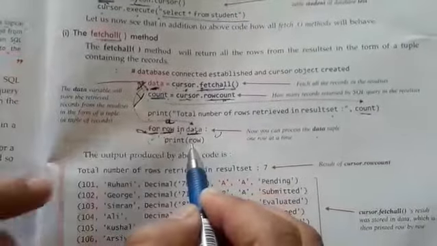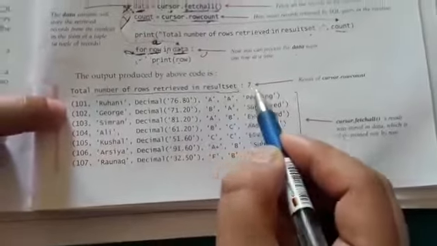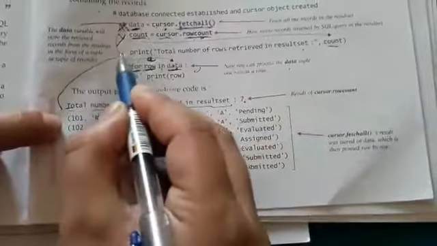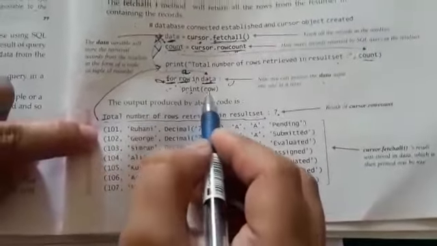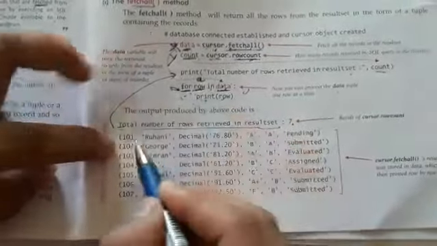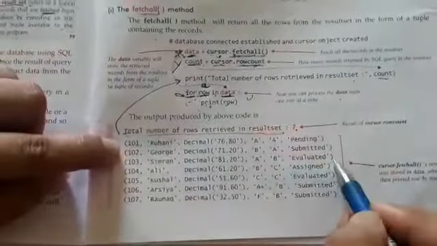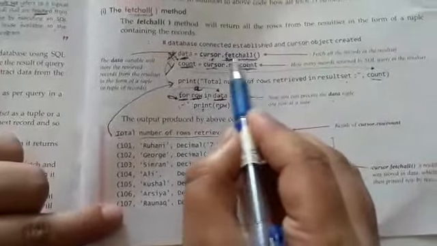Now print row. You can see the output. First, total number of rows retrieved in result set is 7. This message is coming because of this print statement, and in this for loop, the first time the first row will be printed, then it will go back and the value of row will be 2. Again it will come down and print the second row, then it will be 3. Again it will come down and the third row will be printed. Like that it will go on since we have used the fetchall method. I hope it is clear.